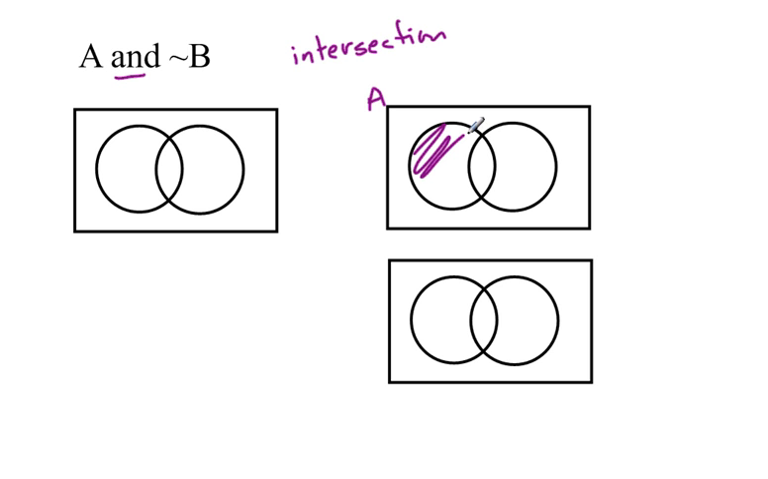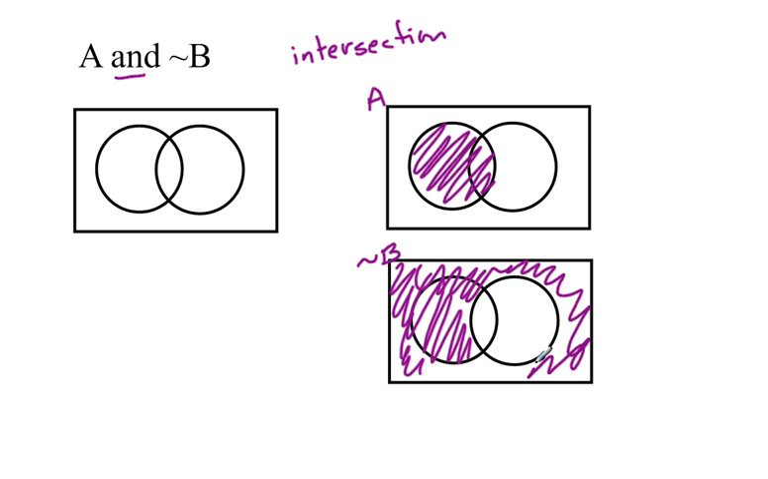I'm going to just shade in A. So that's what A looks like. And here is not B. So I'm going to shade in everything that is not B. So there we go. There's everything that is not B. And so for my answer, I want the intersection of these two. So I look at this one, and I can see, oh, the intersection is this part. This is what they have in common. And remember, for an and statement to be true, they both have to be true. So basically anything I've shaded in is like being true. All right, so that one's done.